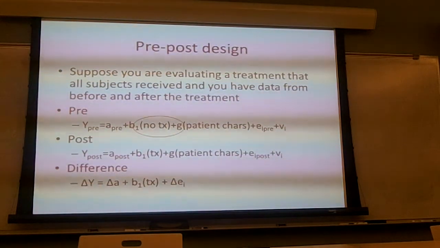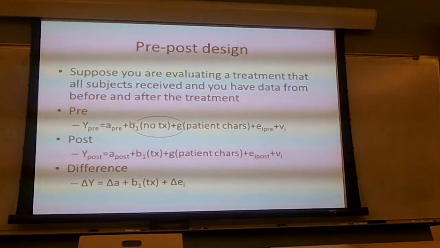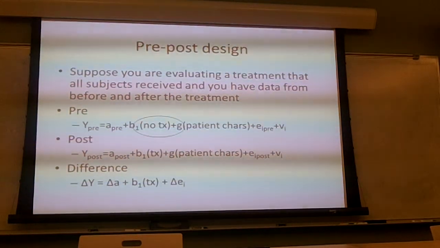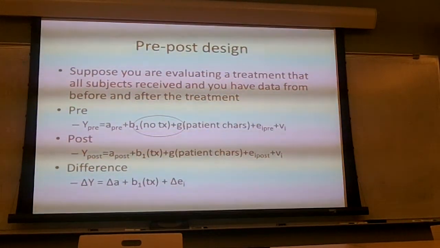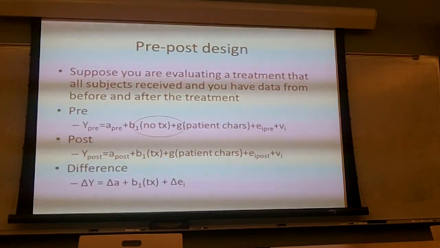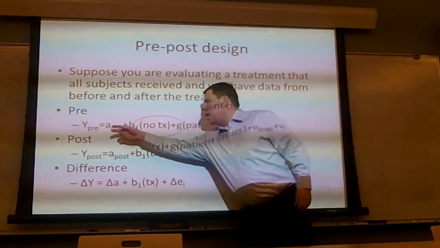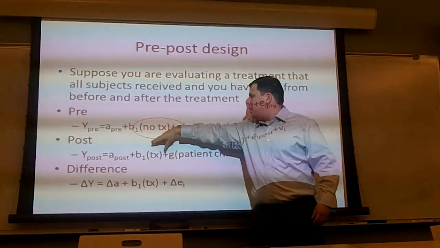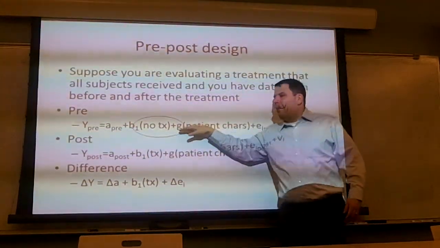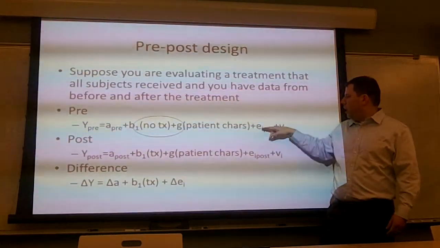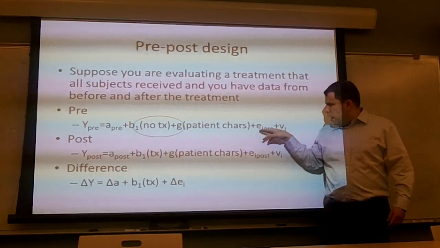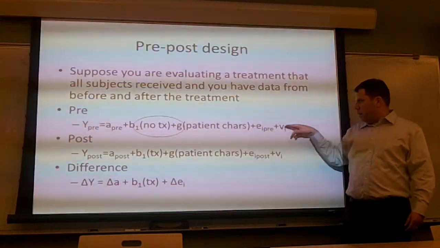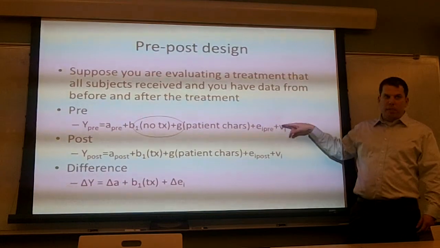So we can take the simple design here, like a pre-post design. Suppose you're evaluating some treatment, all subjects receive it, and you have data before and after the treatment. Here's what the model looks like on a time period specific basis. You've got the pre-period outcome as a function of a pre-period intercept, basically 0 here because you didn't get the treatment, a set of time-invariant patient characteristics by assumption, and then the time and person specific error term. This is the random shock plus these time-invariant but unobserved characteristics.